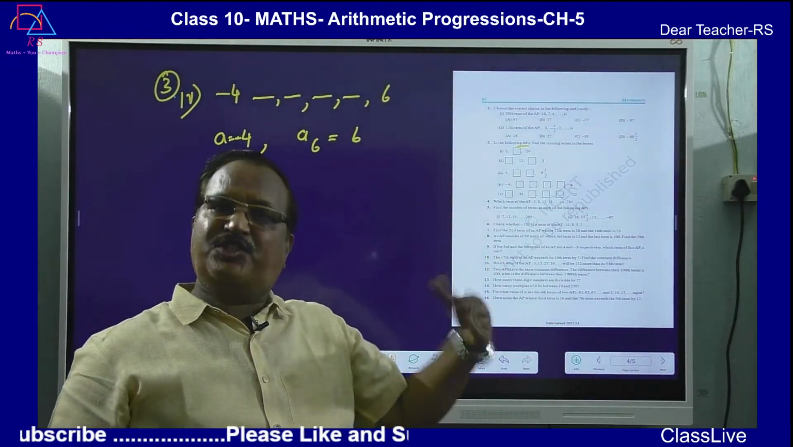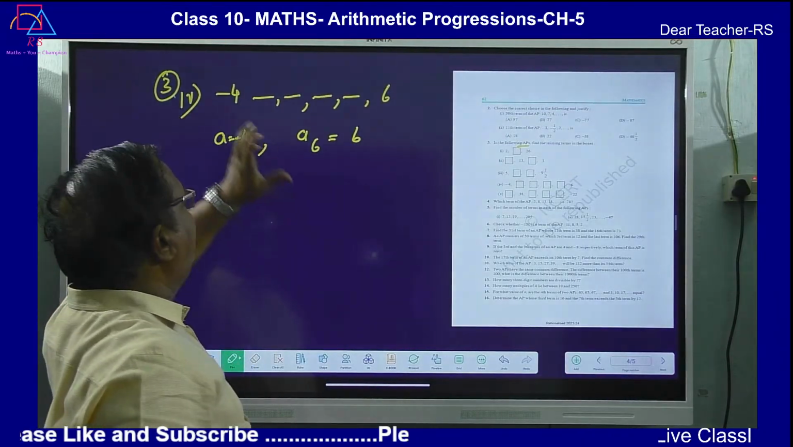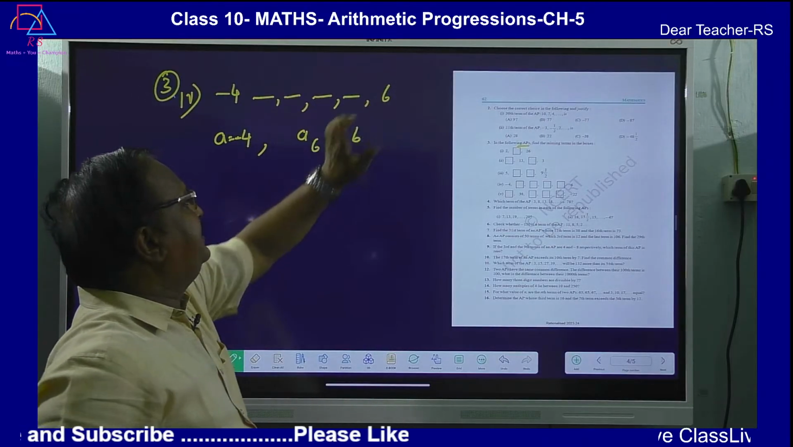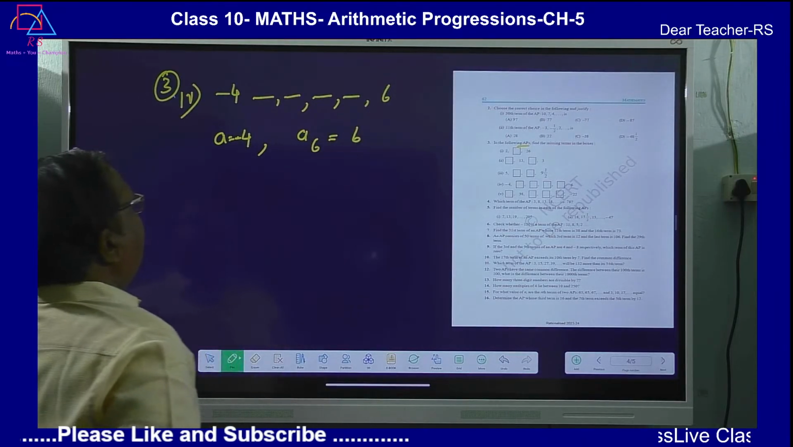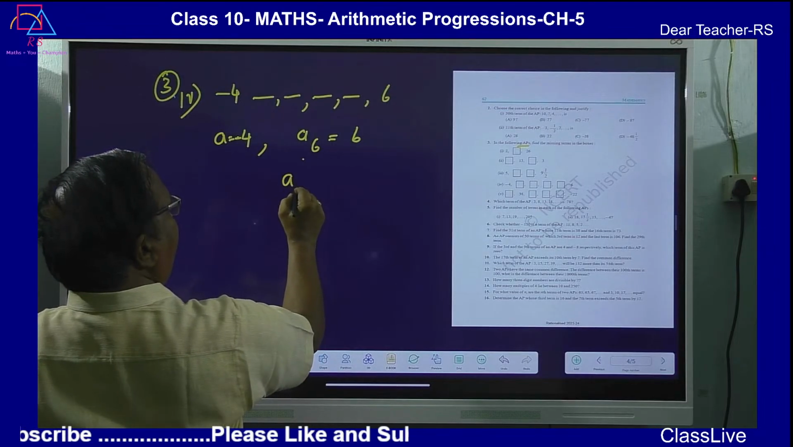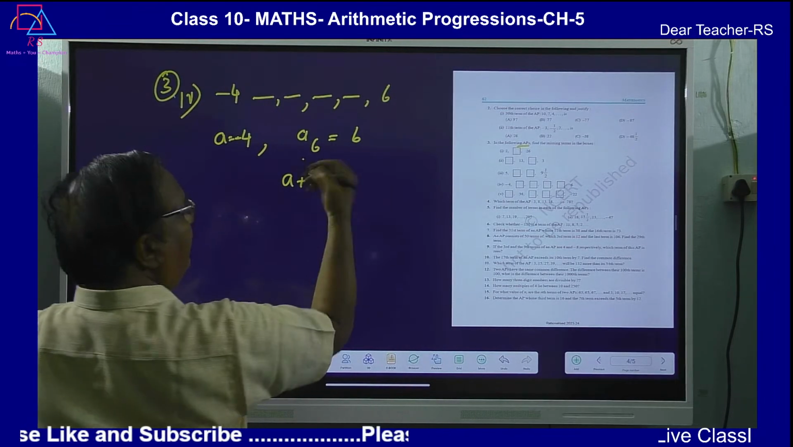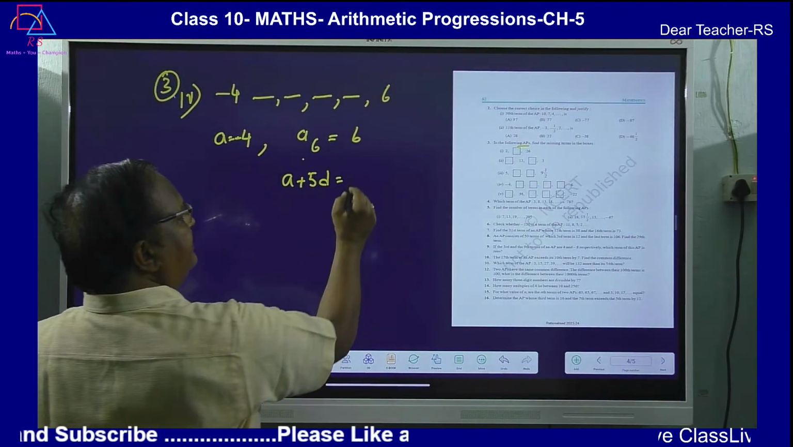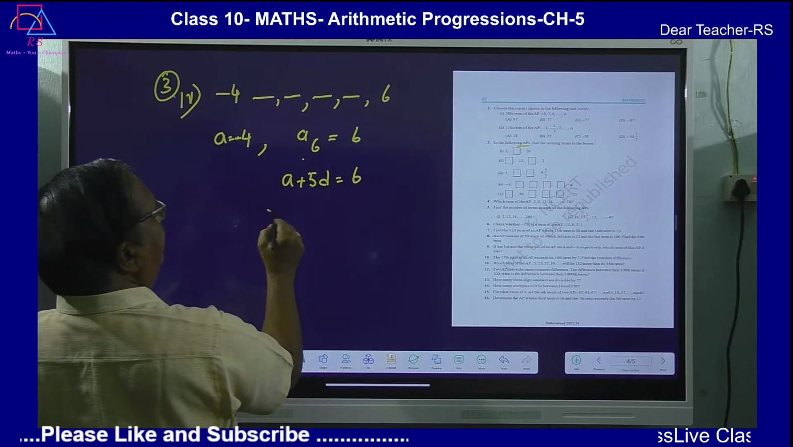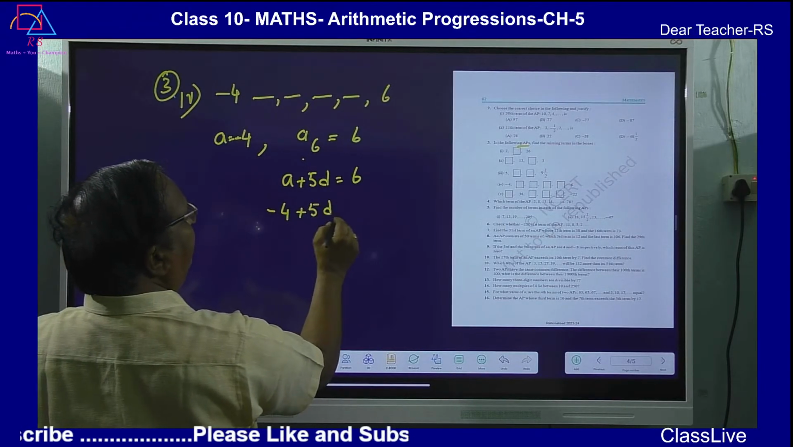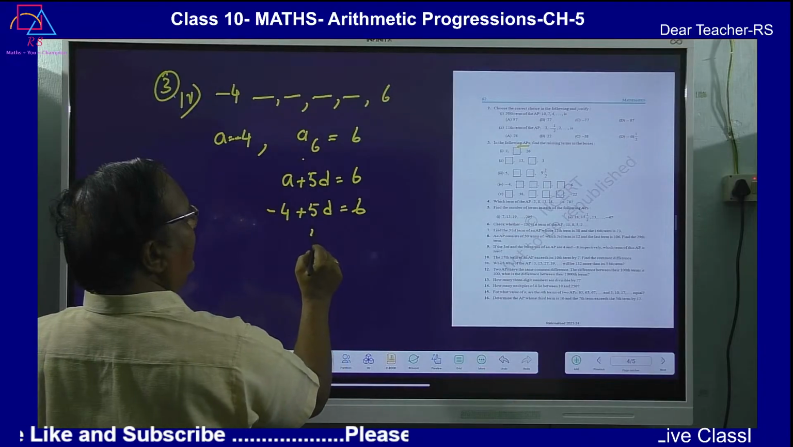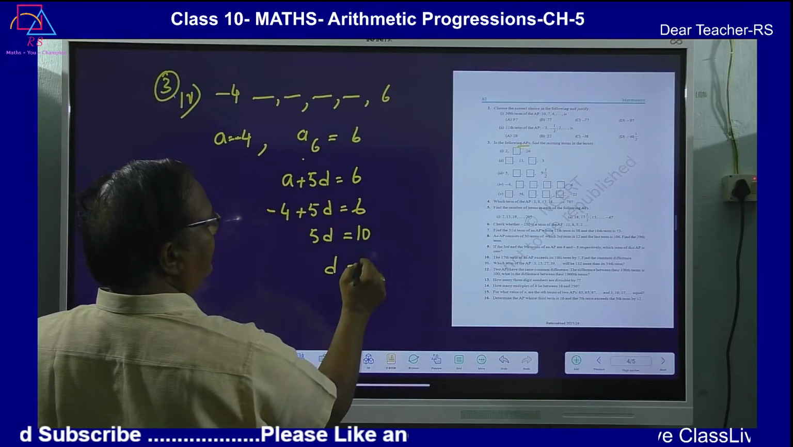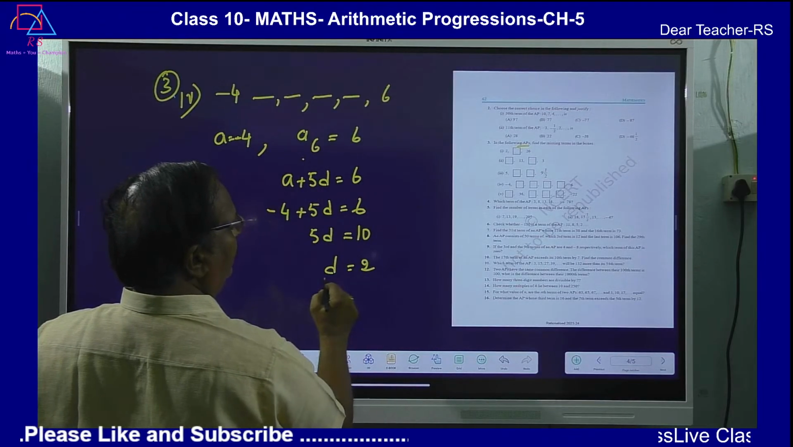Which term is the last term you can easily count because fewer terms are there. First term, second term, third term, fourth term, fifth term and sixth term. So sixth term is 6. So sixth term means A plus 5D. If I am writing directly the formula, 6 means 5 D's will be there. A is already given, minus 4 plus 5D is equal to 6. Minus 4 send other side. 5D is equal to 6 plus 4, 10, and D is equal to 10 upon 5, 2.